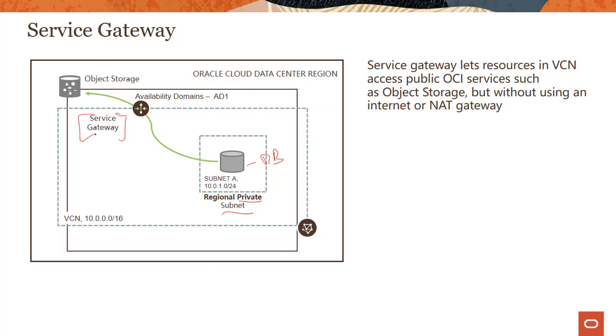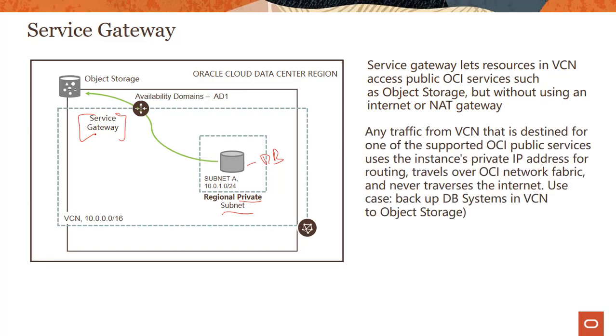Again, we take care of HA and bandwidth, so you don't have to worry about those. Using the service gateway, any traffic from the VCN that is destined for any of the supported OCI public services uses the instance private IP address. You don't need a public IP. The traffic goes over the OCI internal network fabric. It never traverses the internet, even though you are accessing the public OCI services. So it's a very secure design, and you can still leverage all the benefits of public services.